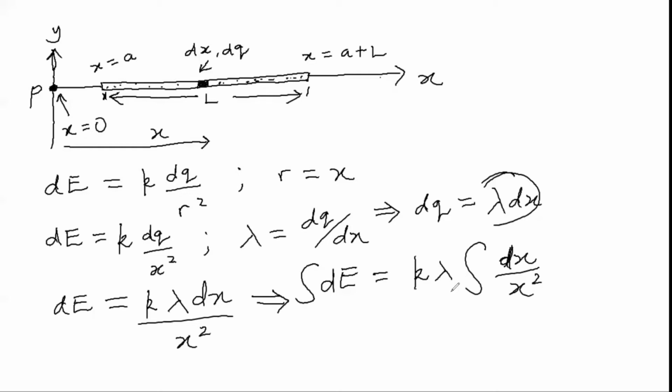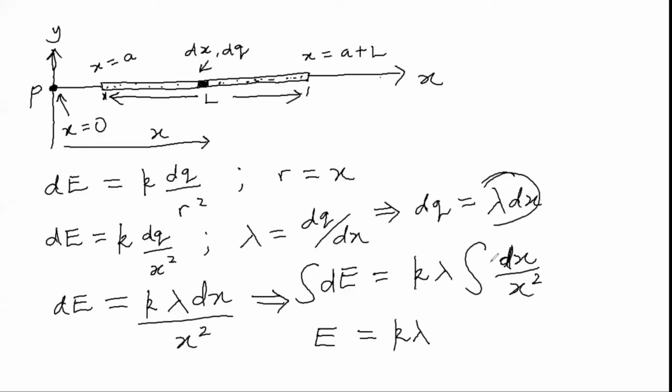Okay. So now, if you integrate on the left-hand side, what will be the integral of the left-hand side? It will just be E. And on the right-hand side, these are constants, so I'll not worry about them in the integration. So the k and the lambda, and now this integral. How do you evaluate this integral here?